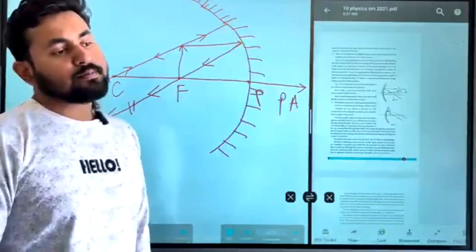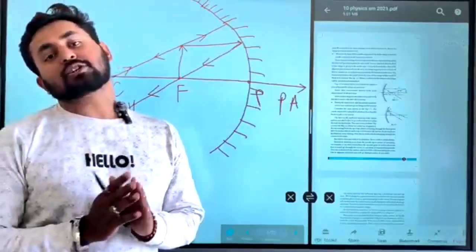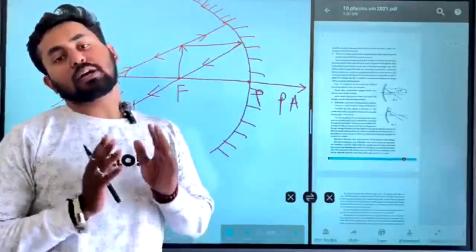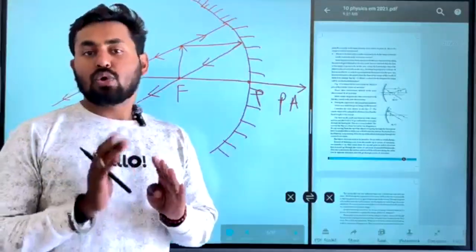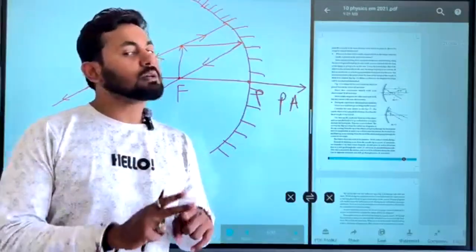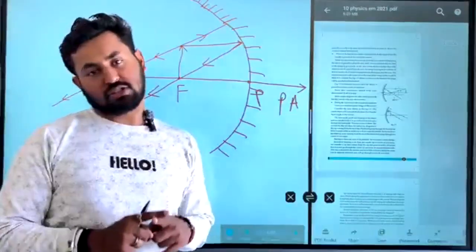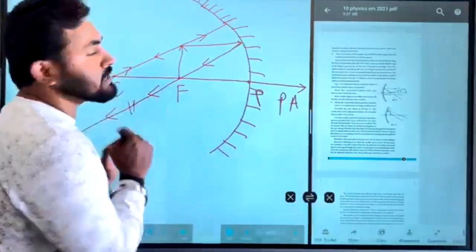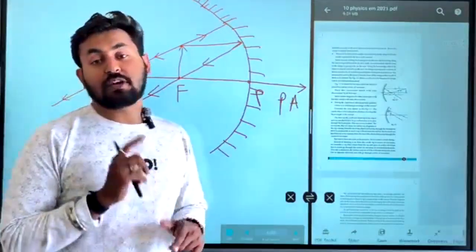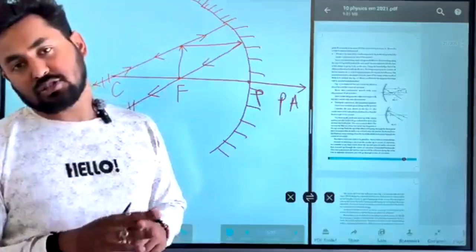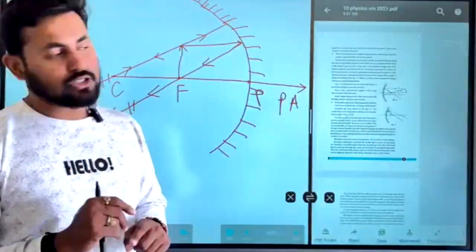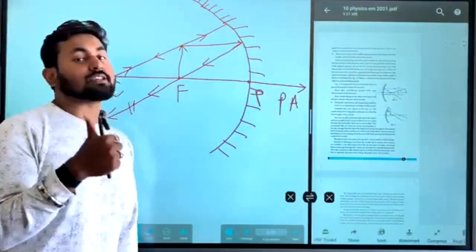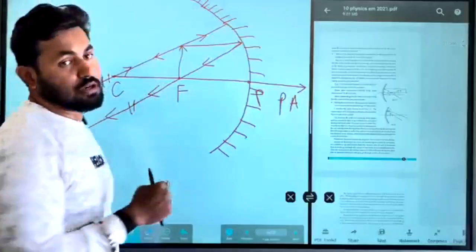Almost all characteristics of the image formed by a concave mirror are the same, only where the image formation is taking place and the size of the image differ. Whenever we talk about size, it will be enlarged.